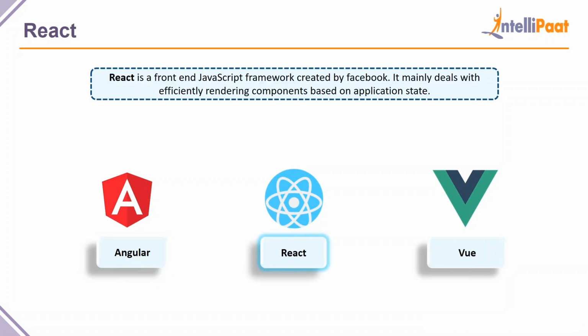Then comes React. React is a front-end JavaScript framework that has been created by Facebook. It's in its 16th version as of now, and it mainly deals with efficiently rendering components based on application state. So to give you an example, let's say that you are taking a look at some website that tells you the score of a particular game. Now, as the game progresses, the score updates automatically. So you don't want to refresh the application again and again to fetch new data, and you don't want the entire web page to render again and again whenever the new score comes in.